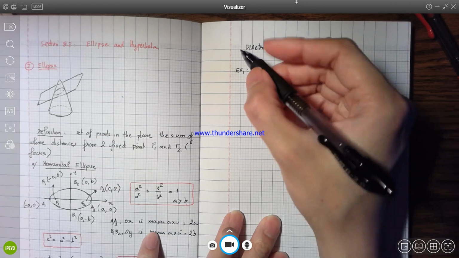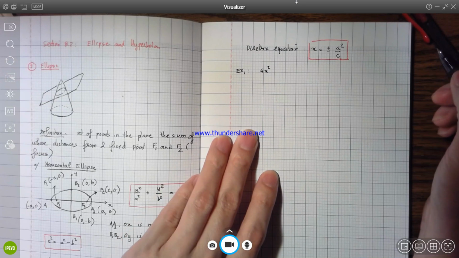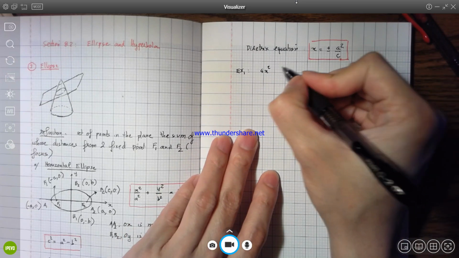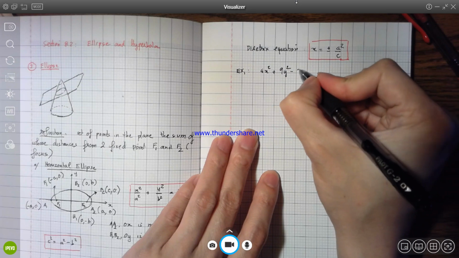What if I have the equation like this? 4x squared plus 9y squared minus 36 equals 0.